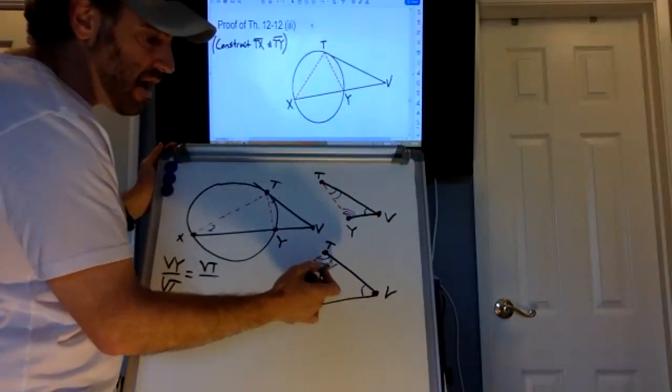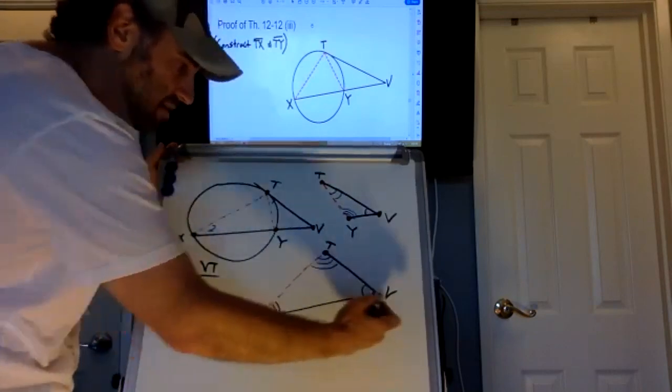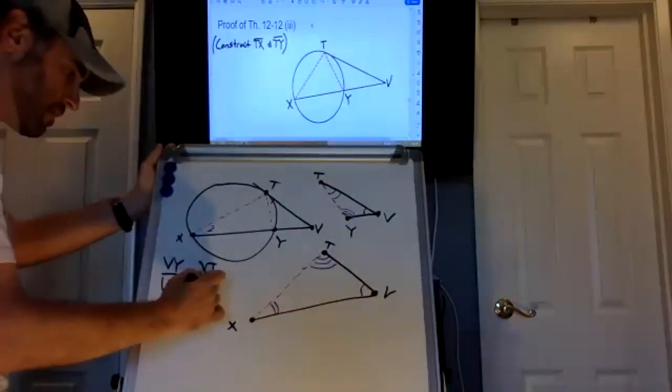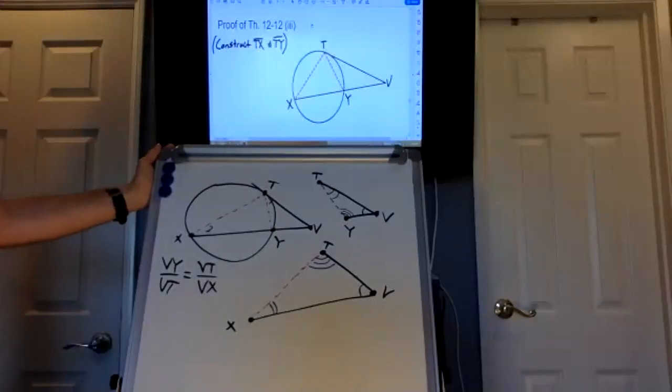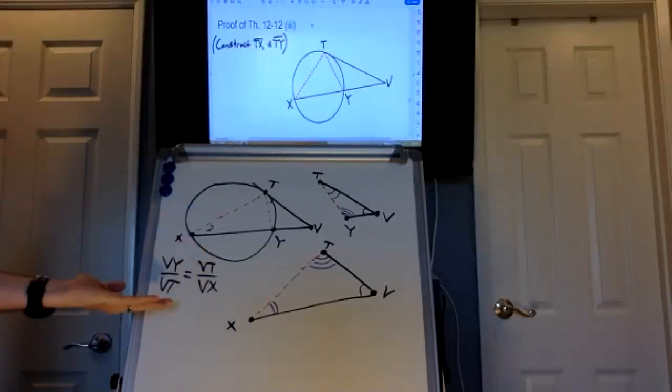VT here is not 1 to 2. This VT here is 1 to 3. 1 to 2 here is that VX. Okay, why? What's the reason? Put it in the chat. What's the reason why this proportion is true? In the chat.